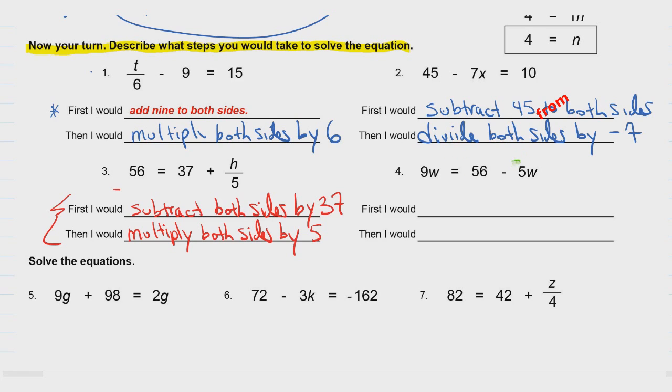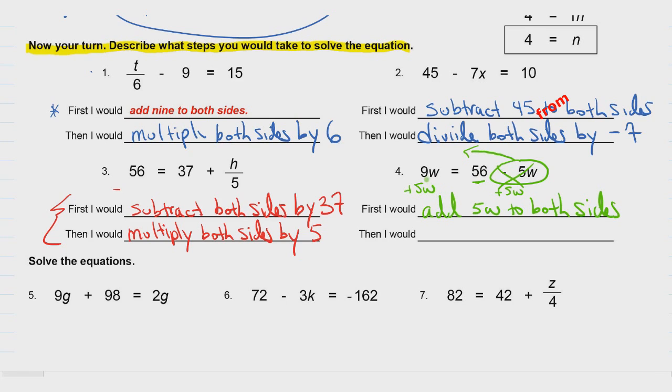But check it out. If I move this 5w right here, take the whole thing and move it over here, that means the 56 will be by himself and he'll be happy. So to move the minus 5w, you'd have to do the opposite operation. So that means you would add plus 5w to both sides. So first I would add 5w to both sides.